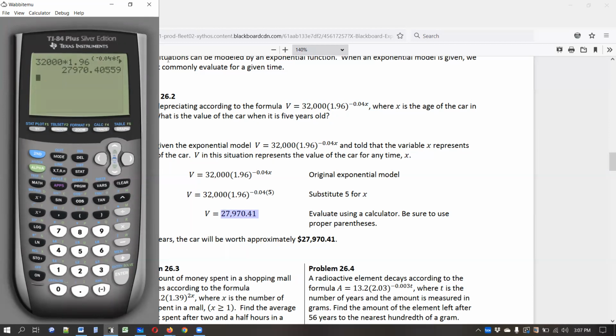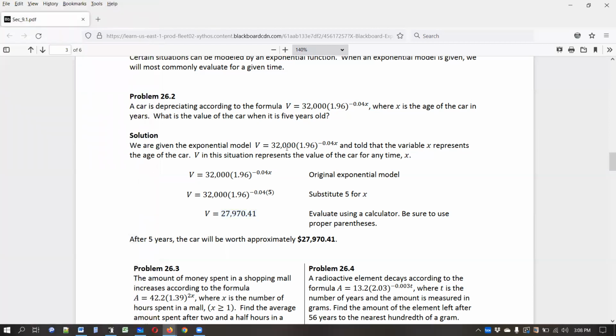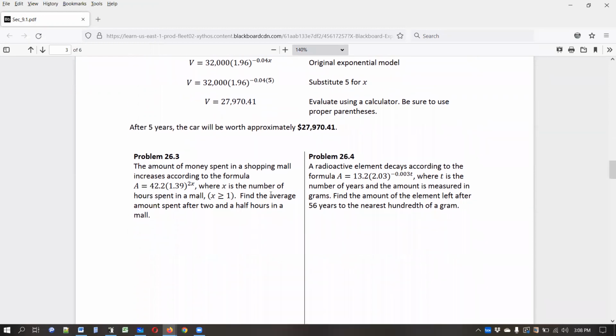Okay, so this is the first type of problem that you will see where we have to evaluate the function at a particular point in time, which only requires us to make a substitution into the formula and use the calculator. Okay, this is a similar problem.